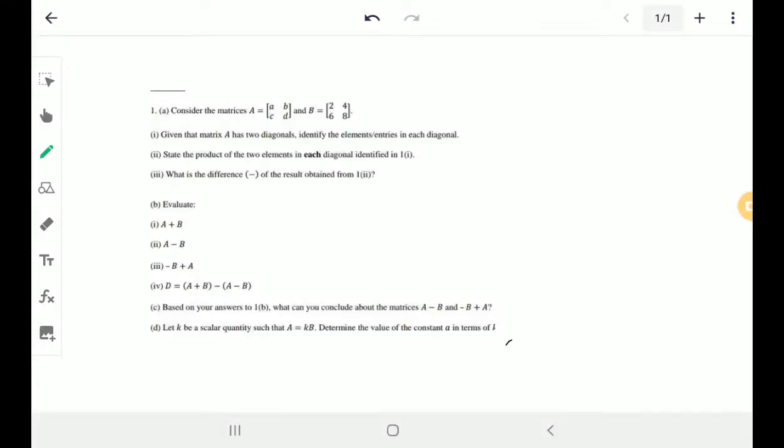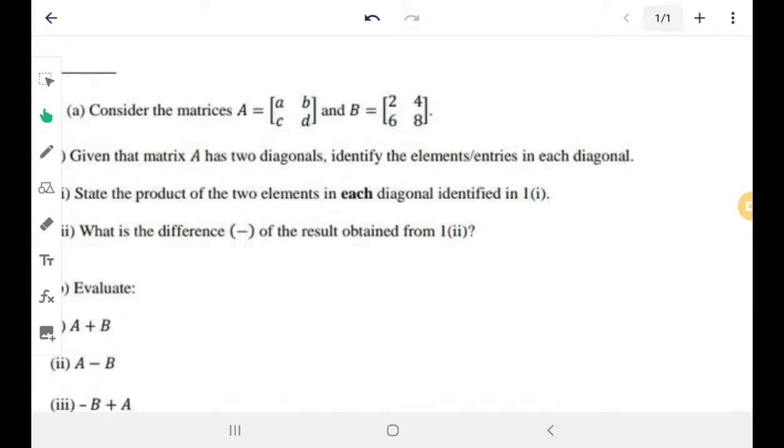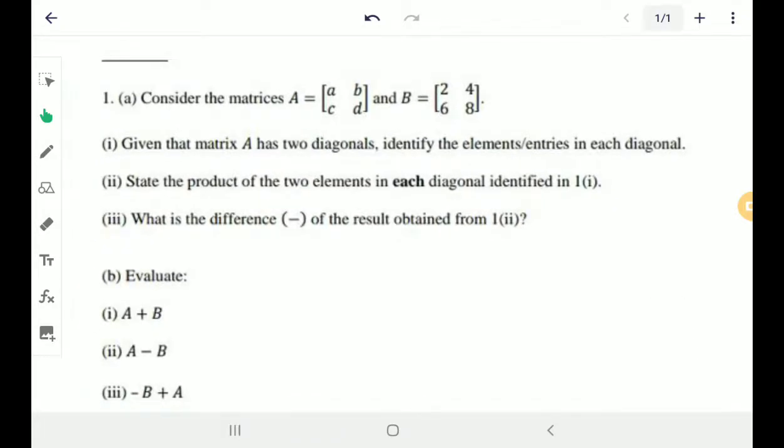Hello, campers. Now, let's tackle these questions here. So, consider the matrix A, as you can see here, which is A, B, C, D, and matrix B, which is 2, 4, 6, 8. Given that matrix A has two diagonals, identify the elements or entries in each diagonal.